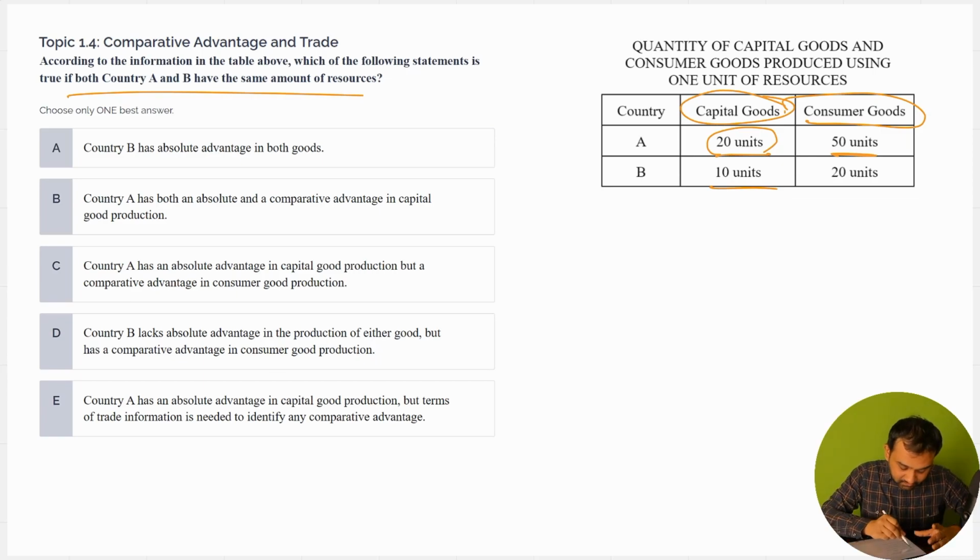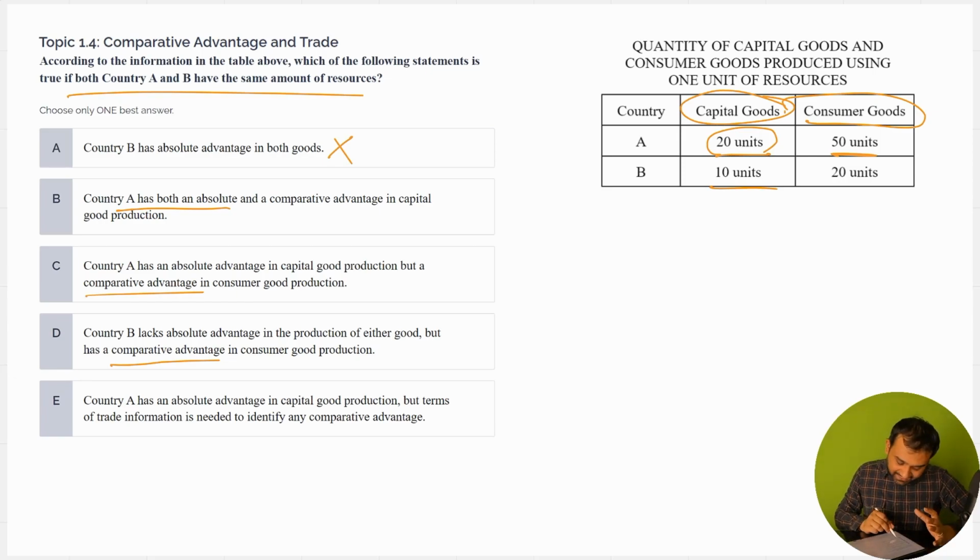So let's see. Option A says country B has absolute advantage in both goods. We know that is not correct. Country A has both an absolute and a comparative advantage in capital good production. Country A does have absolute advantage. We know that in both goods, but we don't know about comparative advantage yet. Country A has absolute advantage in capital good production. Once again, it's talking about comparative advantage here. We don't know. Country B lacks absolute advantage in the production of either good. That is a true statement. But again, we don't know anything about comparative advantage.